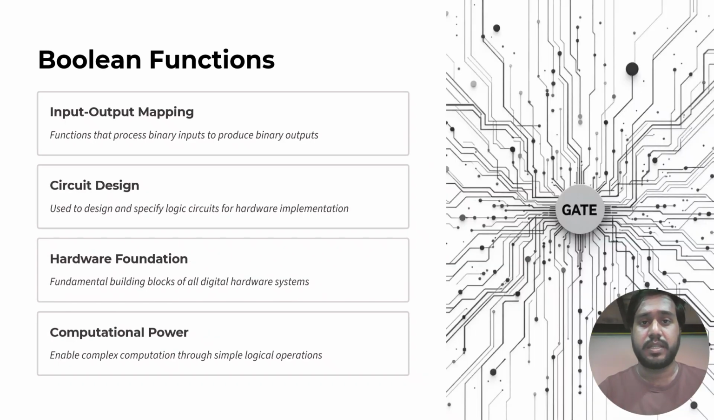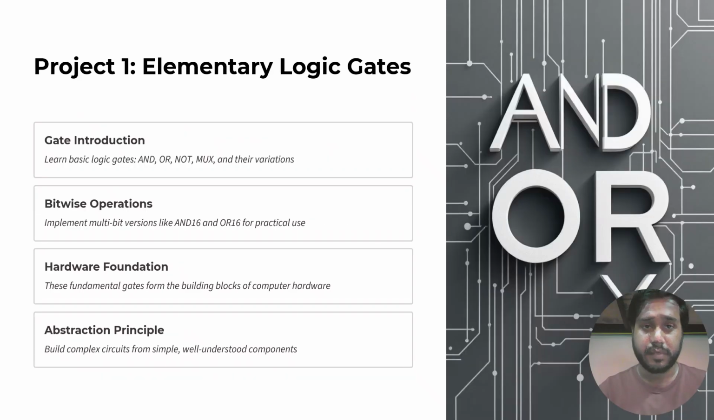A Boolean function is a mathematical operation that takes binary inputs and produces a binary output. These functions are used to design logic circuits such as adders and multiplexers. By combining simple Boolean functions, we can build complex digital systems. They form the fundamental basis for all computer hardware operations.